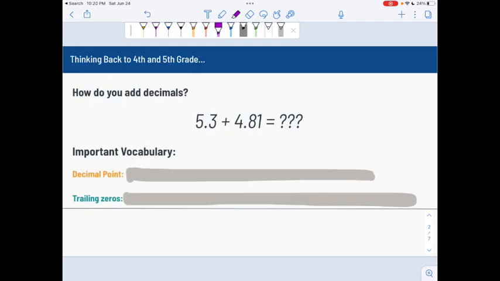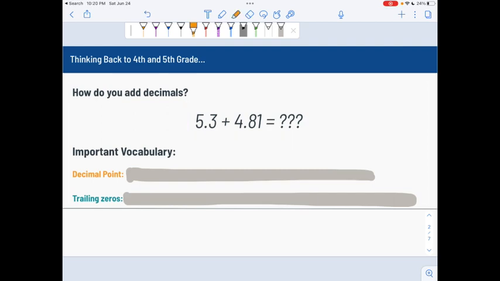So let's think back to 4th and 5th grade. One of our big things that we had to learn back then was how you add decimals. So here's the problem that we're working on here. It looks like 5.3 plus 4.81 equals, and it says question mark. Before we can solve that problem, there's a few things that we need to know and look at.